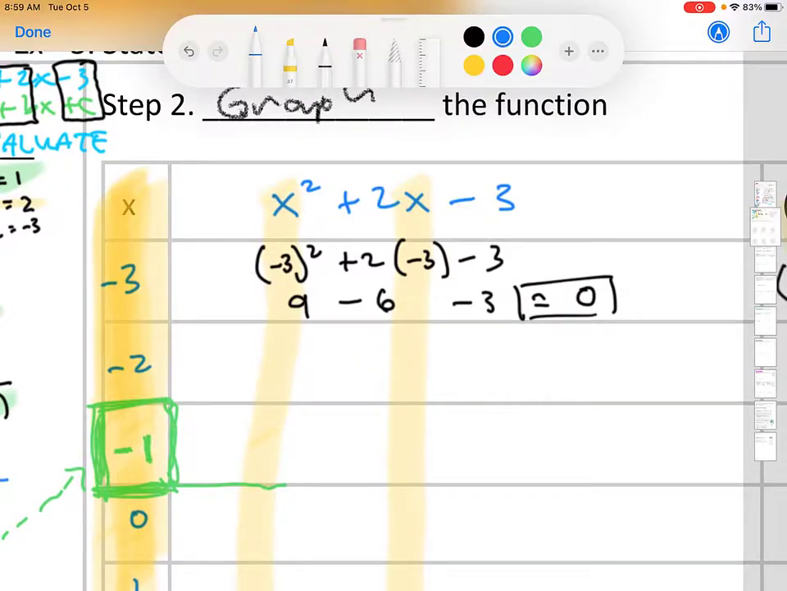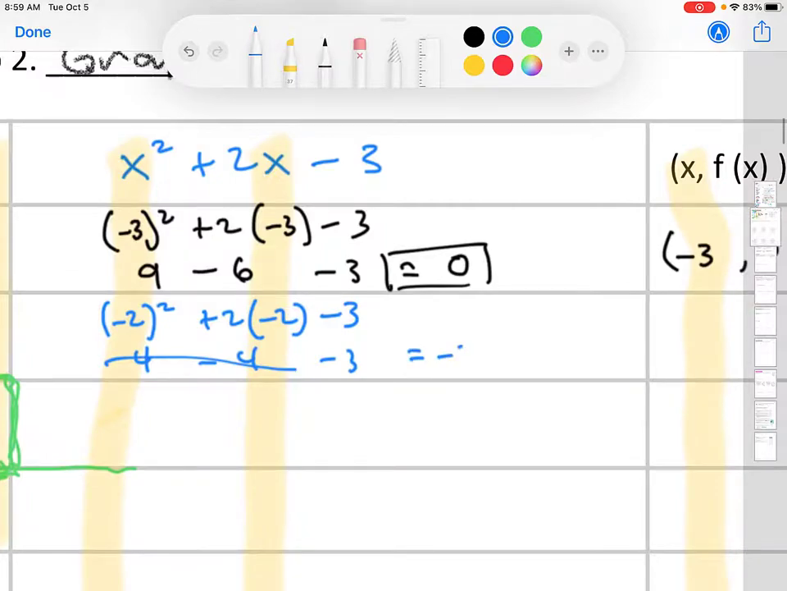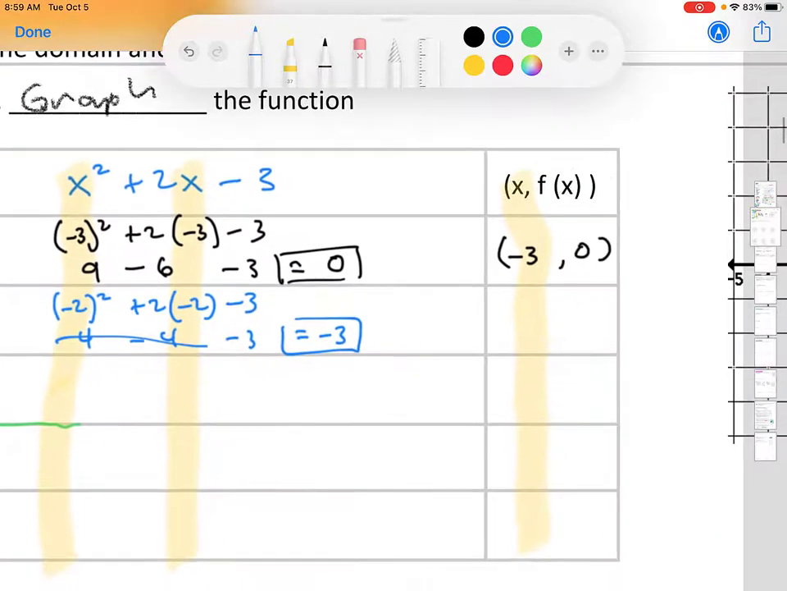Okay, let's do the next one. We said that every x value now is going to be what? What does it say over here? It says negative 2. So let's go ahead and substitute in negative 2. And we're kind of just basically doing 5 mini problems like we did in the warm-up. Negative 2 squared is negative 2 times negative 2, which is 4, minus 4, minus 3. 4 minus 4 is 0, so you're left with just negative 3.